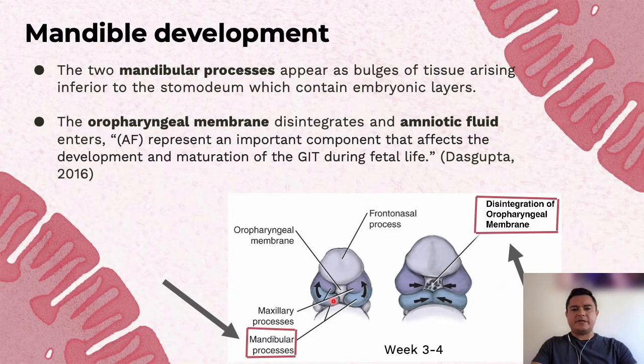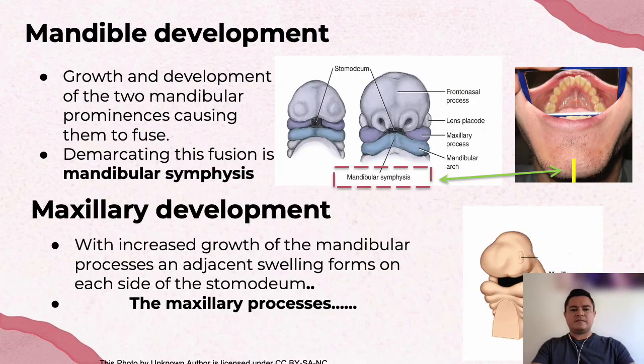The two mandibular processes inferior to the primitive mouth, or stomodeum, grow, and the membrane separating the primitive mouth and primitive pharynx disintegrates, allowing communication with the amniotic fluid surrounding the embryo. With the oropharyngeal membrane disintegrated, the stomodeum can increase in depth and widen. The two mandibular prominences fuse. The mandibular symphysis demarcates the area of fusion. The two fused structures, now the mandibular arch, will give rise to the lower lip, face, mandible, and associated tissue.